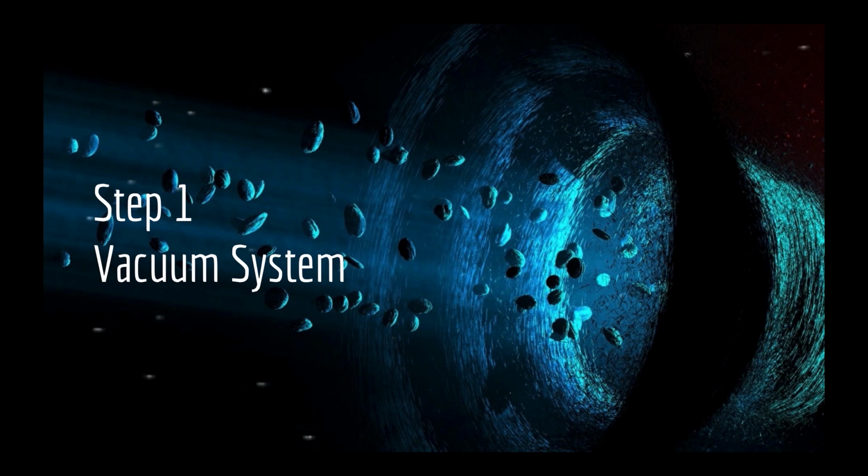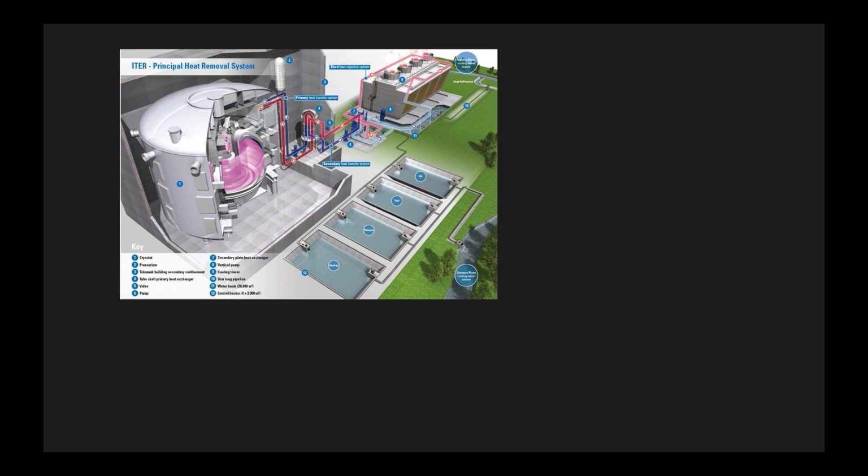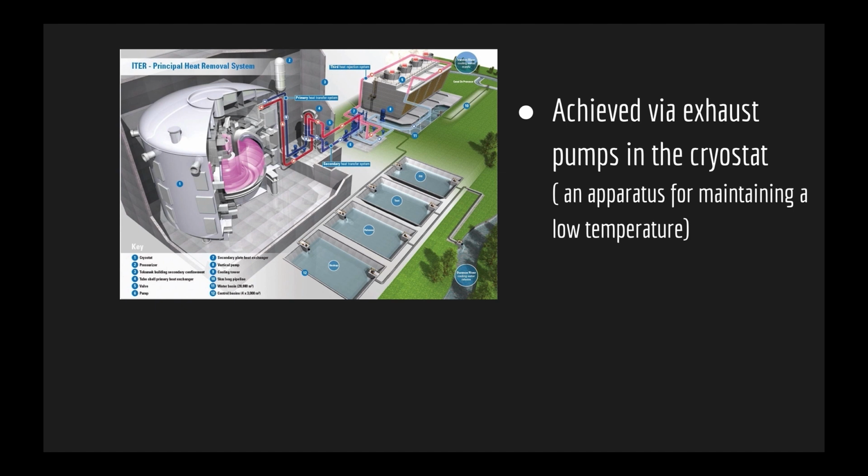First, fusion in the tokamak begins with the vacuum system. This vacuum is achieved via exhaust pumps in the cryostat. We can see in the picture the tough shell is just the cryostat. Given the volume of the vacuum chamber, this process will take 24 to 48 hours. This is, however, just the secondary use of the cryostat. Its main purpose will be covered later.